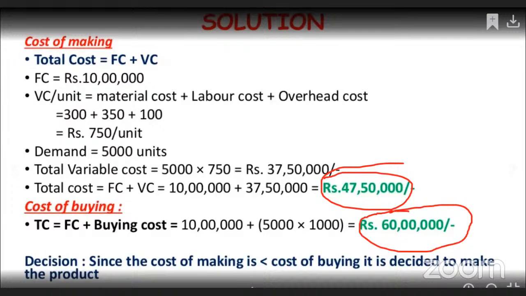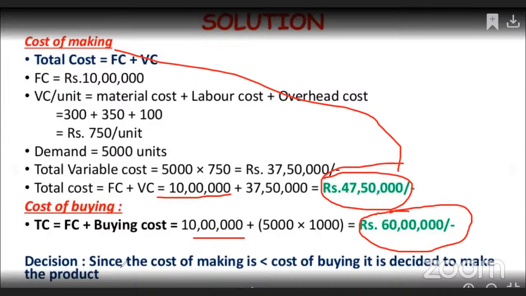Should the company make a product or buy a product? See that the making cost is lesser than the buying cost. The making cost is 47 lakh 50,000 and the buying cost is 60 lakhs. Why? Because the fixed cost remains constant. Either you produce a product or you buy a product, the fixed cost remains constant, right?